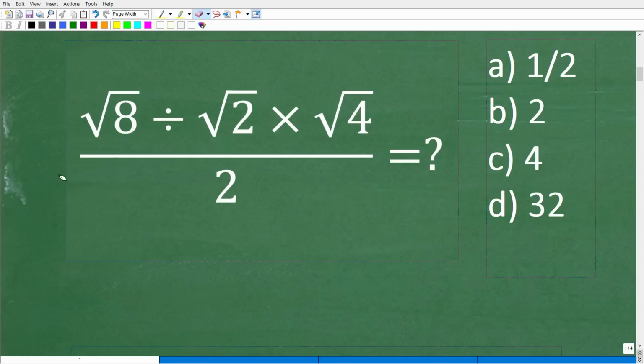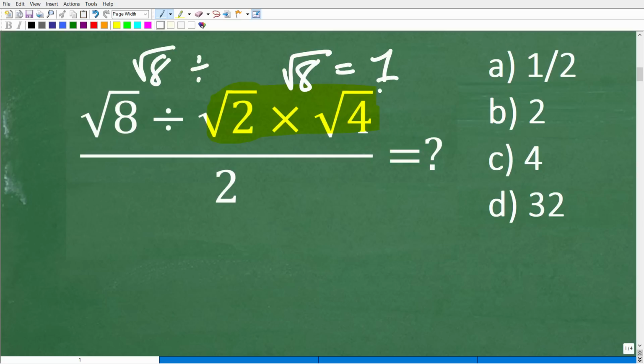Okay, now some of you might be saying, all right, Mr. YouTube Math Man, let's see here. I'm going to take a guess. So maybe the square root of 2 times the square root of 4. Maybe this is like 2 times 4. Maybe that's like the square root of 8. So now I have the square root of 8 divided by the square root of 8. So anything divided by itself is 1. So maybe the numerator is 1. So maybe this is like 1/2.